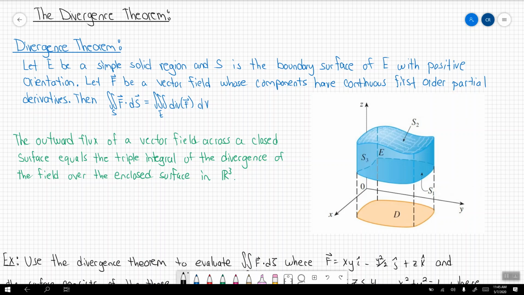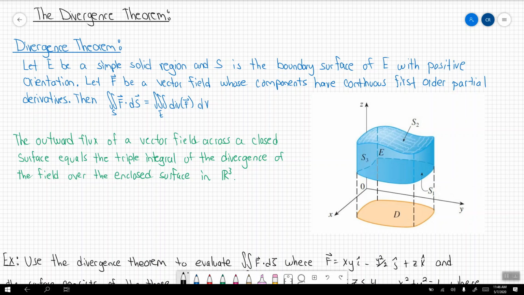So if you see this picture that I have for you all, I have this region E. In other words, region E is this volume that is being bounded by this surface. This surface is made up of three different surfaces: the bottom, which is S1, the top part, which is S2, and the surface all the way around, which is surface 3. Those surfaces are bounding this region E, and they're going to have positive orientation, meaning that the normal vectors are going to be pointed outward from that region E that is being bounded.